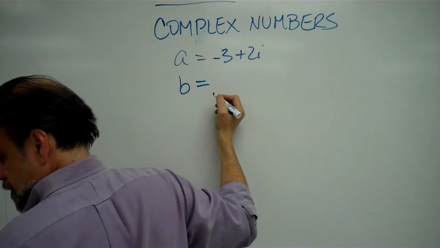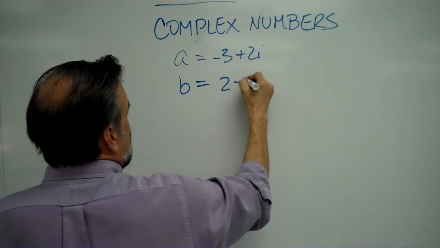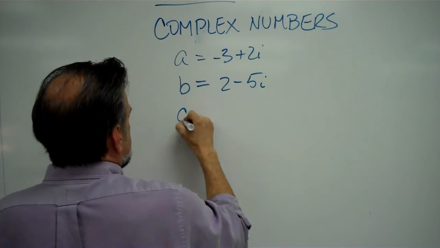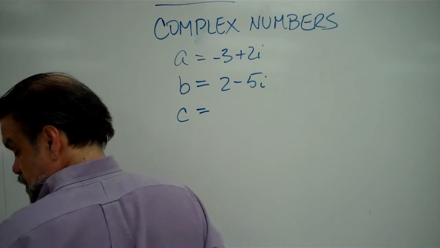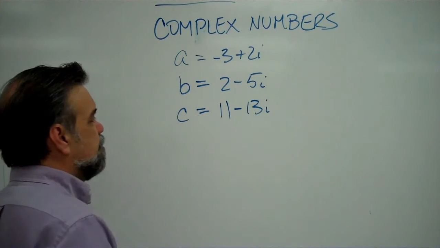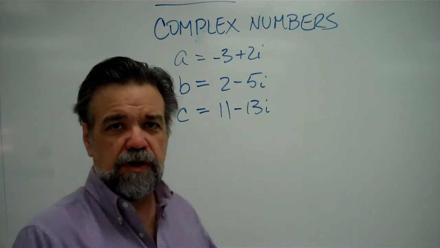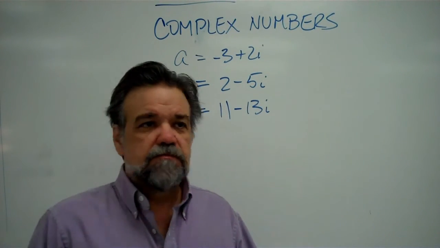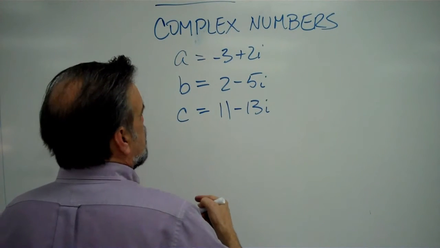B is going to be 2 minus 5i. There's my real part. There's my imaginary part. And C is going to be 11 minus 13i. Okay? So let's see what happens when we add some of these complex numbers.